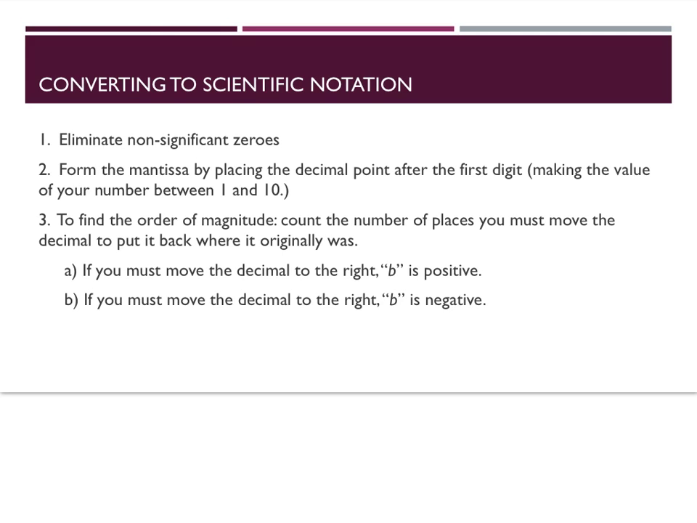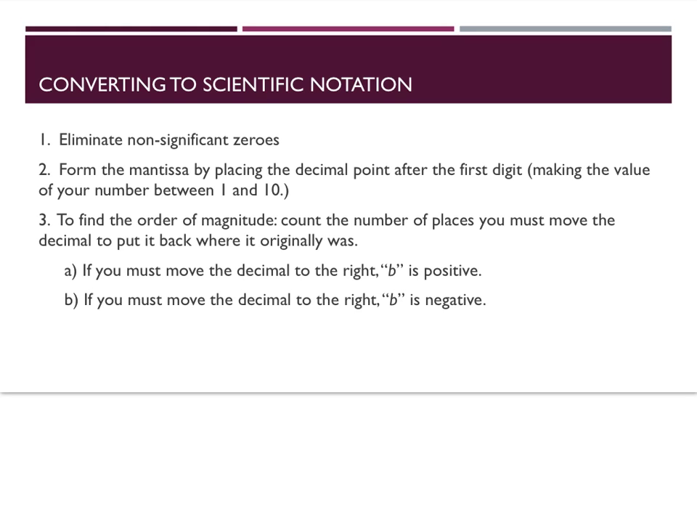We find the mantissa by putting a decimal point right after the first digit, whatever it is. And that will automatically be a number between 1 and 10. To find the order of magnitude, you count how many places you would have to move the decimal point from where you just put it to get it back where it actually belonged in the original number.